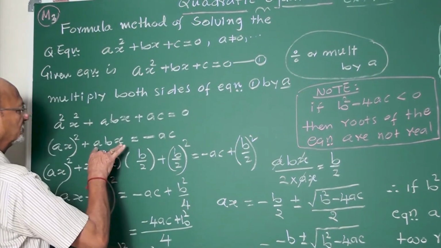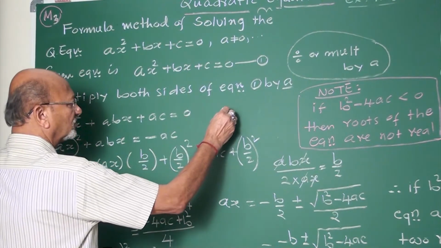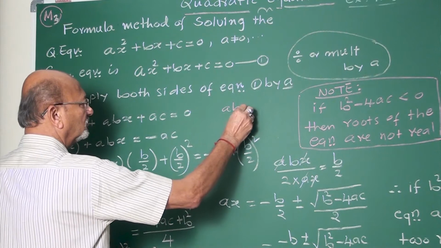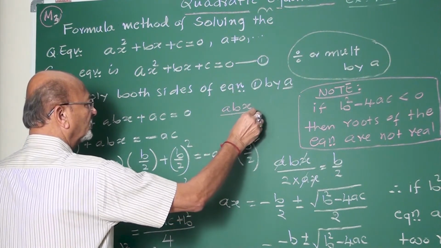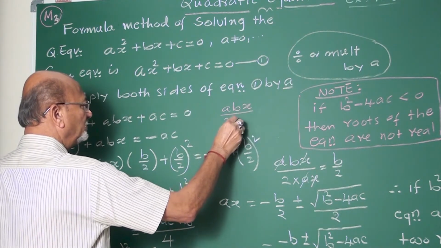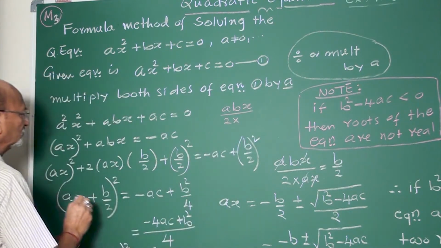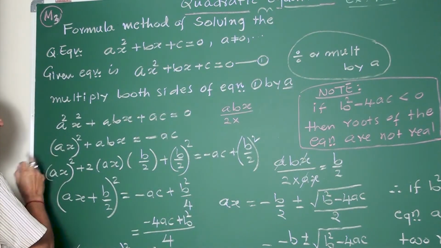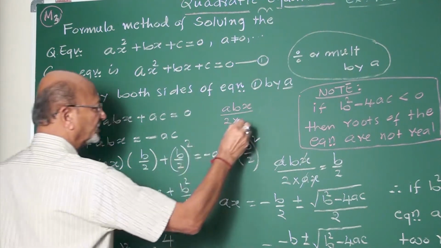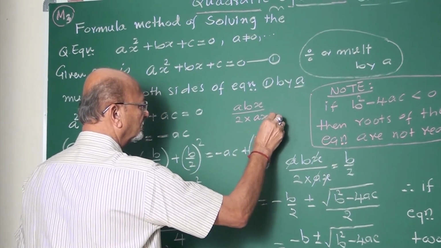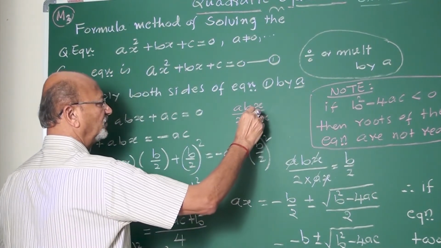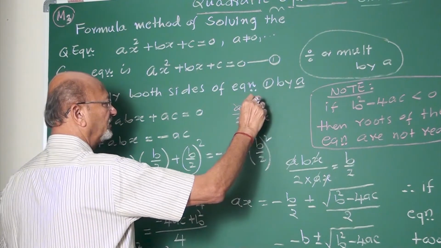This is the middle term, ABX. Divide this by 2 times the first term. 2 times the first term is AX. Simplify: A and X cancel.